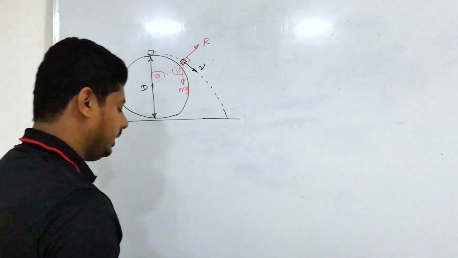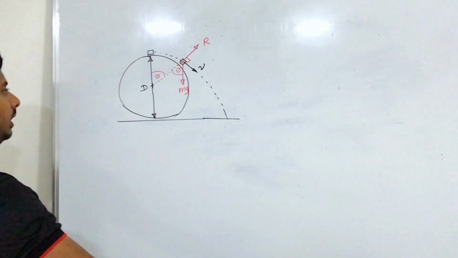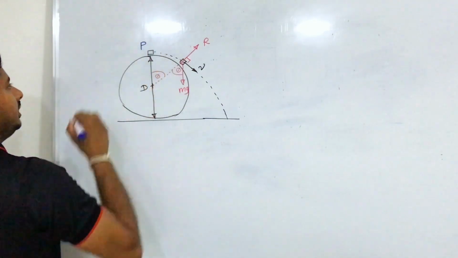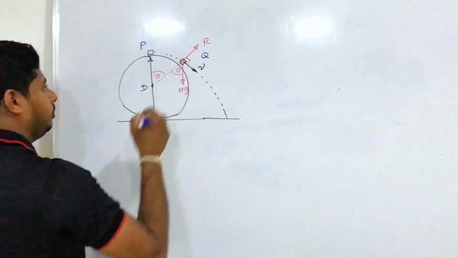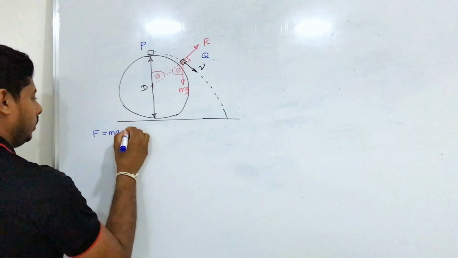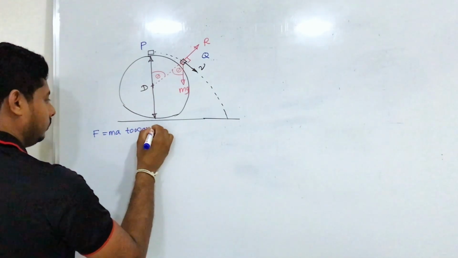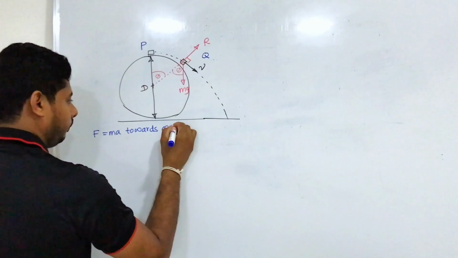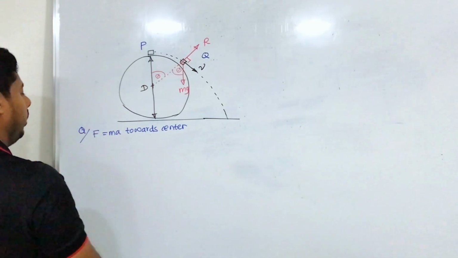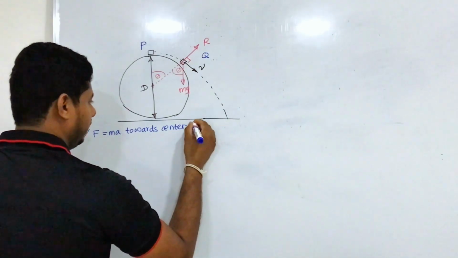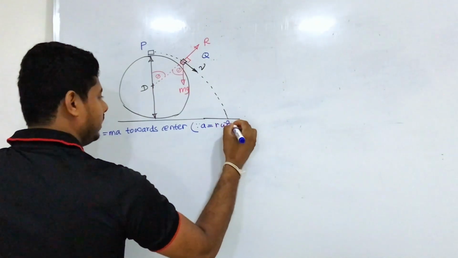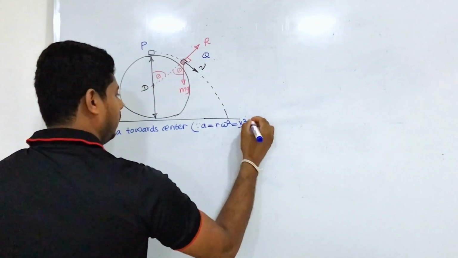So let's follow the steps. The first step is to apply F equals ma towards the center. I will say this is point P and this is point Q. I am applying F equals ma towards the center at point Q, such that a is equal to r omega squared or v squared over r.